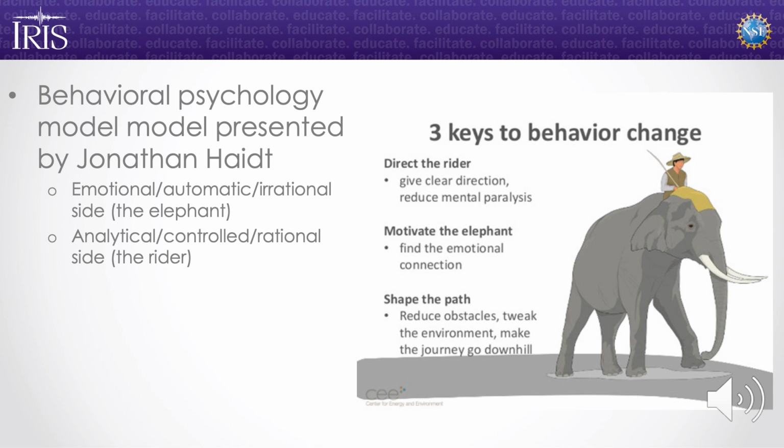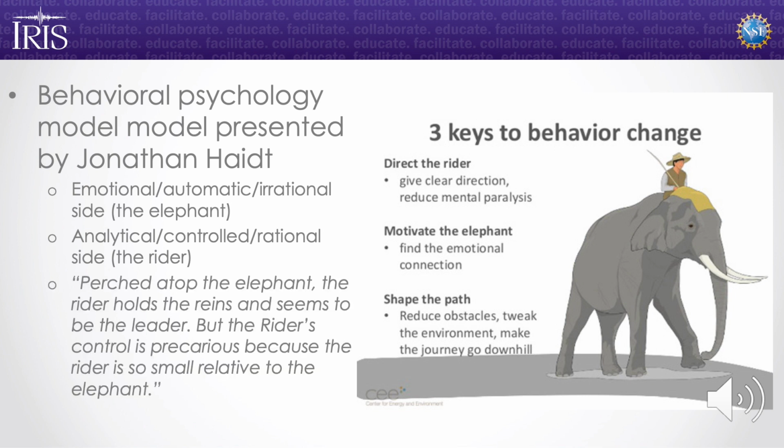We also want to shape the path, reduce obstacles, tweak the environment, make it easy for people to listen, to really hear us. Nobody likes to be wrong. And so the way that we approach giving people information or challenging their beliefs is really important in whether or not people are going to come to our side or dig in their heels in the boomerang effect. So perched atop the elephant, the rider holds the reins and seems to be the leader. But the rider's control is precarious because the rider is so small relative to the elephant.